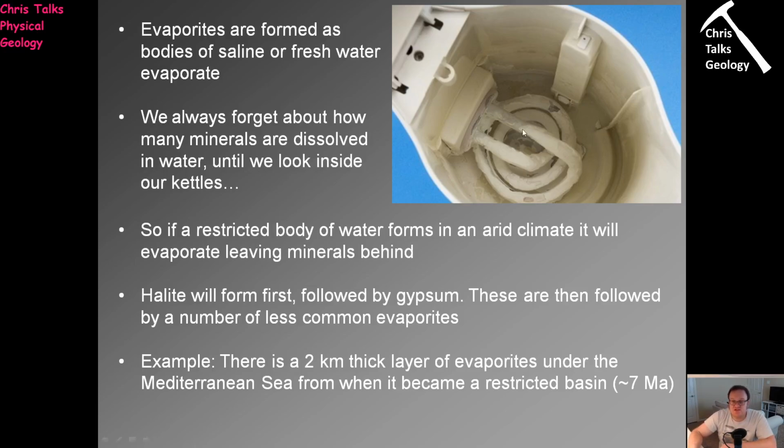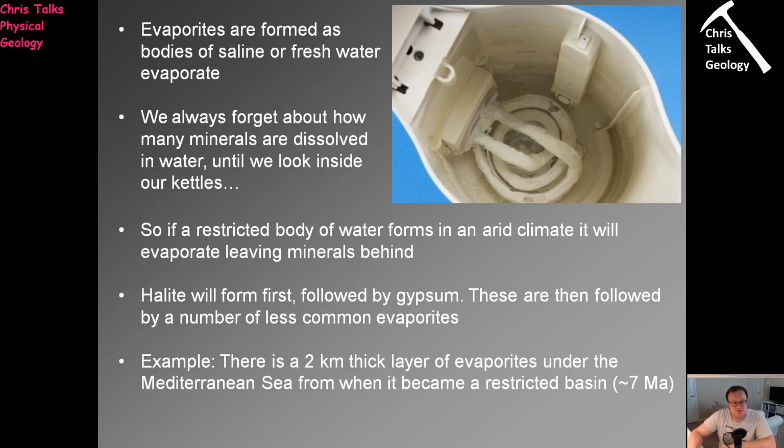So limescale is just calcium carbonate, and it's dissolved in the water. But as you boil the kettle and the water evaporates away, you will have seen it as steam coming out of the kettle. It can't take the calcium carbonate with it, so it leaves it behind, and over time it begins to form a rather substantial layer, like you can see in this picture. So halite is exactly the same situation, and gypsum as well. We have a body of water evaporating away, and it leaves these minerals behind because it can't take them with the water that's evaporating into the atmosphere.